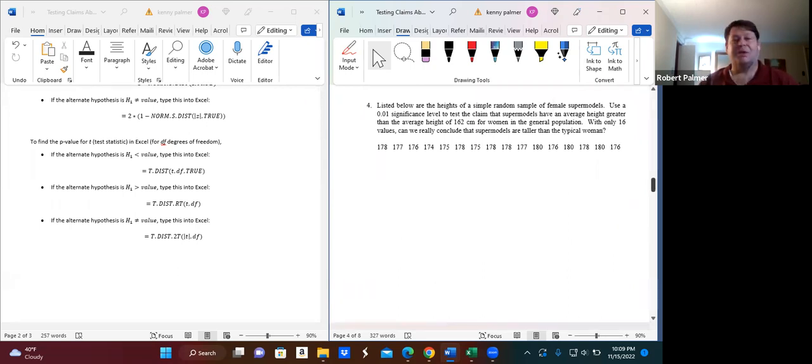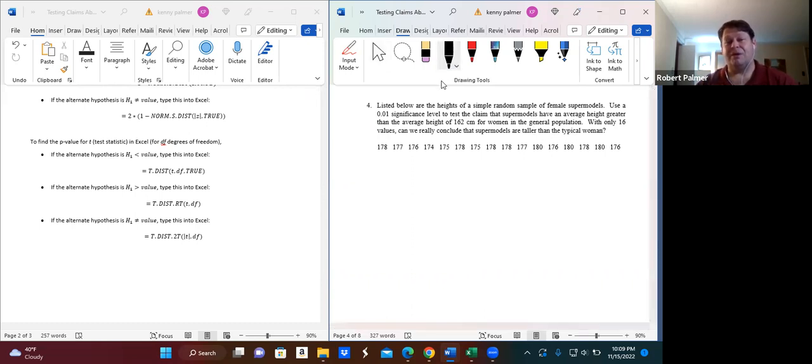Okay, so let's take a look. I'll change this to our number 3 then. Listed below are the heights of a simple random sample of female supermodels. Use a 0.01 significance level to test the claim that supermodels have an average height greater than the average height of 162 centimeters for women in the general population. With only 16 values, can we really conclude that supermodels are taller than the typical woman?